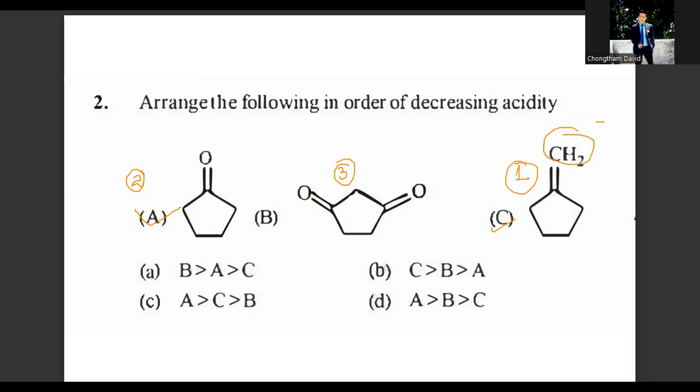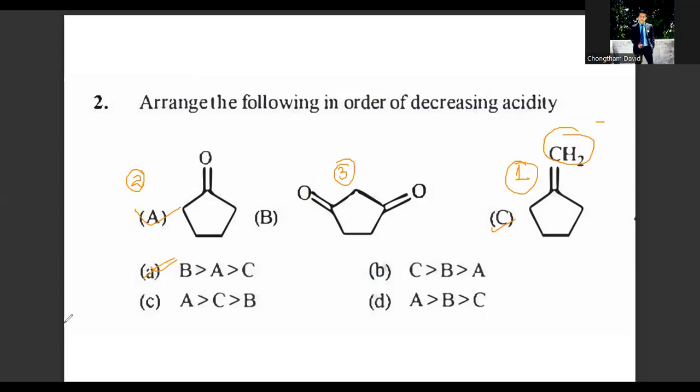So, arrange the following in order of decreasing acidity. Since C contains the most reactive methylene group, followed by A and B, the correct answer will be B, A and C. Option number A.